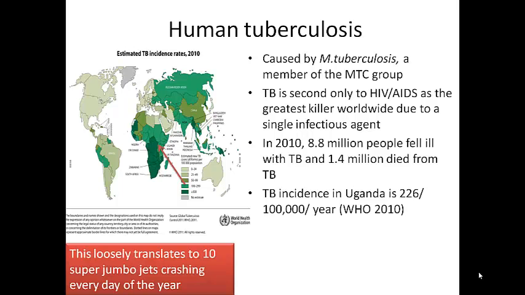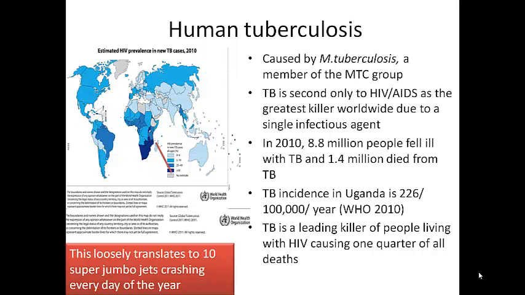And Uganda, in that light, ranks 16th among the 22 countries heavily afflicted with TB. And when you put TB together with HIV, the picture becomes much more grim, because TB is the number one killer among HIV patients.